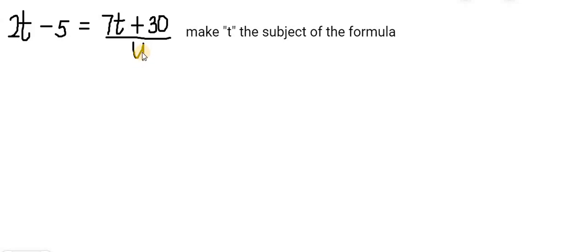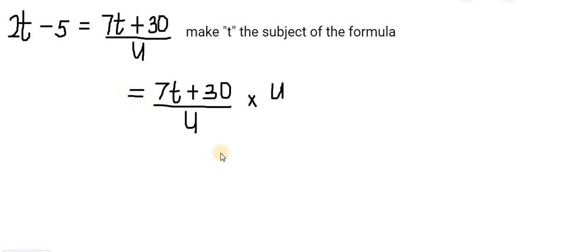Okay? So u is connected to 7t plus 30 with a division. So we have to use the opposite or inverse sign to get rid of it from the bottom, which is a multiplication sign we have to use, like so. Okay? Now, because we've multiplied by u on the right, we've got to do that to the left. Now, because u is multiplying all of the left, not just 2t or minus 5, all of it, so I put that in a bracket and multiply by u.